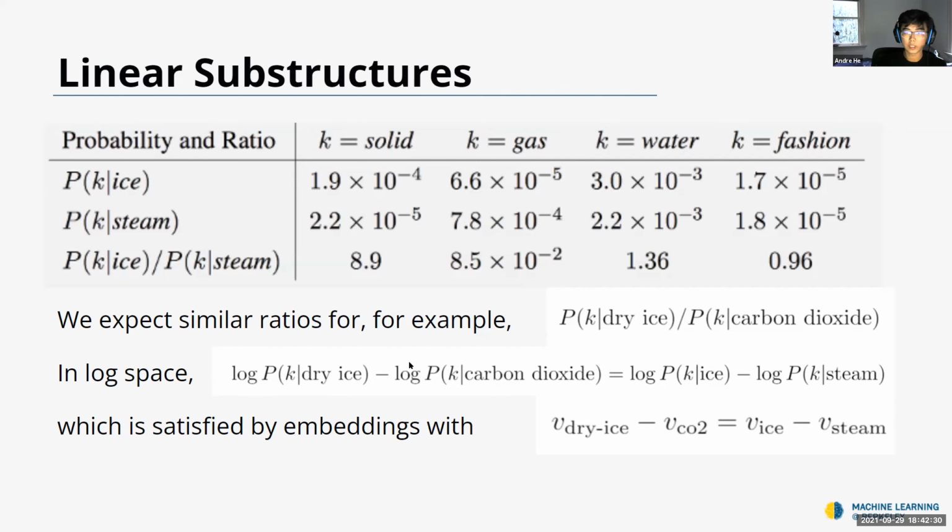And this can be satisfied with embeddings that have this property, because remember, dot products are linear and our dot products predict the log probabilities. So if you have embeddings that satisfy V dry ice minus V carbon dioxide is close to V ice minus V steam, then no matter what K is, when you take the dot product with all four of them, because dot products are linear, you also get this sort of relationship between the co-occurrence probabilities.